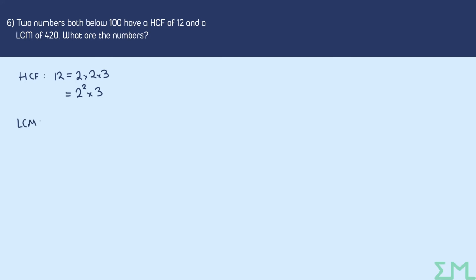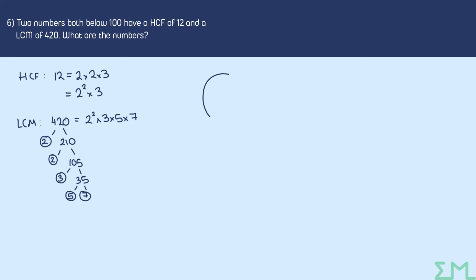Our LCM is 420. I'm going to do a factor tree for this one because it's a bit bigger. If I halve this, I get 210. If I halve again, I get 105. This cannot be halved, but it can be divided by 3. 3's into 10 goes 3, remainder 1, so it's 35. 35 cannot be divided by 3, but it can be divided by 5 to give 7. So my LCM comes out as 2 squared times 3 times 5 times 7.